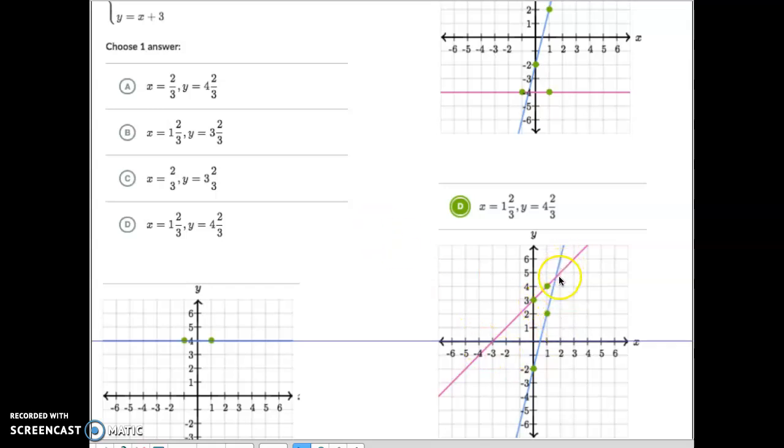Then for the y, notice that it crosses somewhere between 4 and 5. So we need the answer to be between 4 and 5. Well, between B and D, the only one that crosses at 4 would be letter D. So our answer, as you can see I've highlighted right here, is letter D. Okay, that's the easier type.